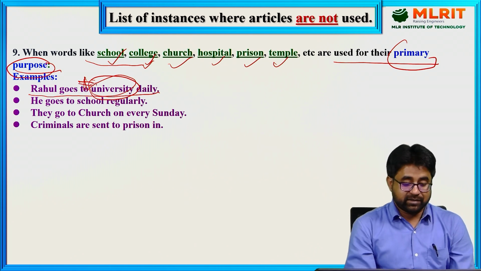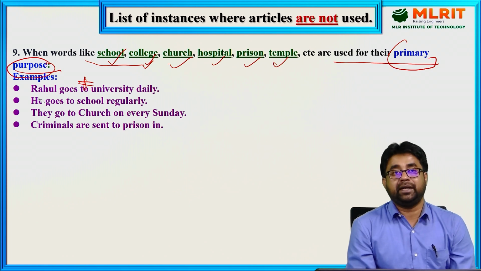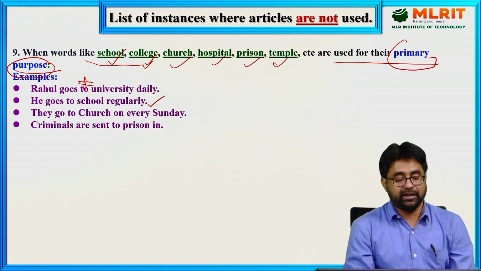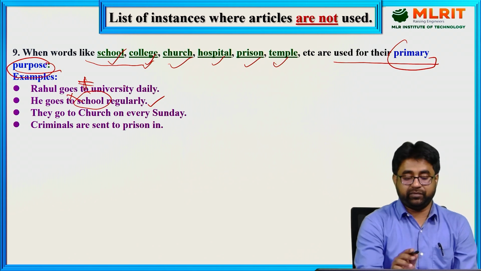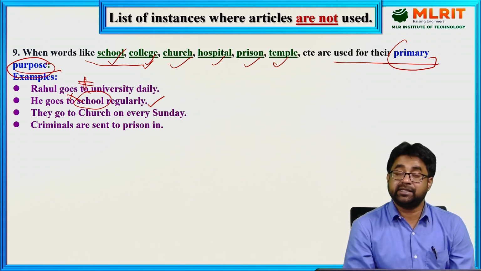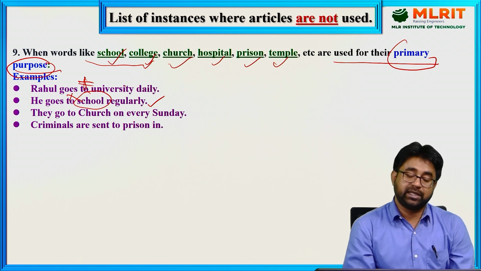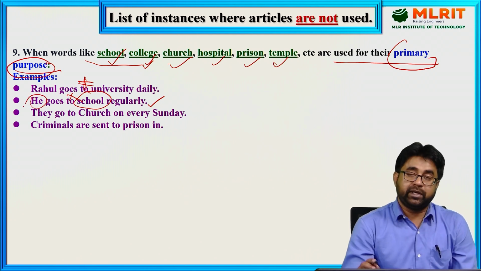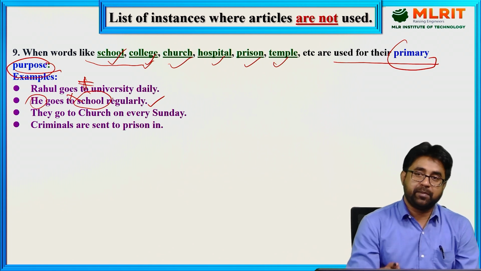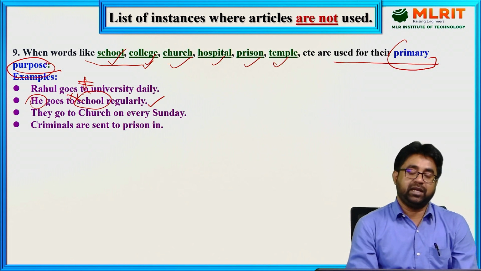Now let's see the second sentence here. He goes to school regularly. Now this is the second sentence. Again, school is being used, and before school, as in the first sentence, we are not using any article. Now what is the logic behind it? Same logic. Here also, this particular person is going to school for the primary purpose, that means for the purpose of studying, and that's why we are not using any article here.